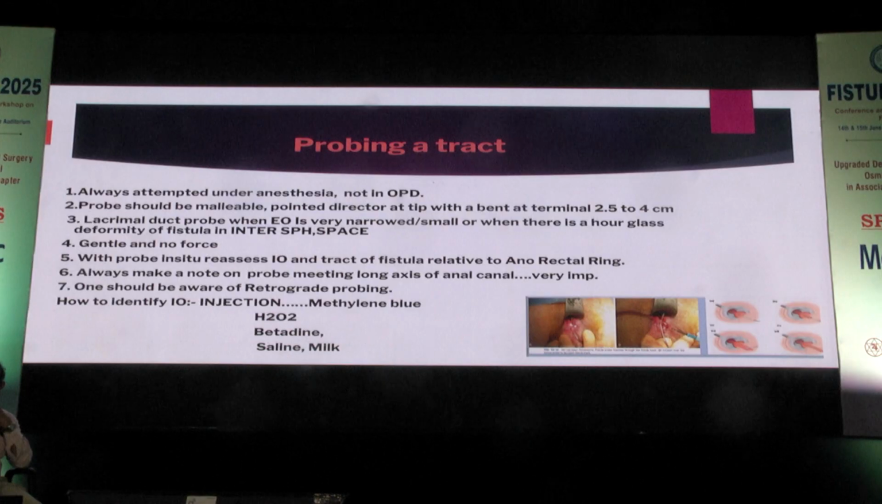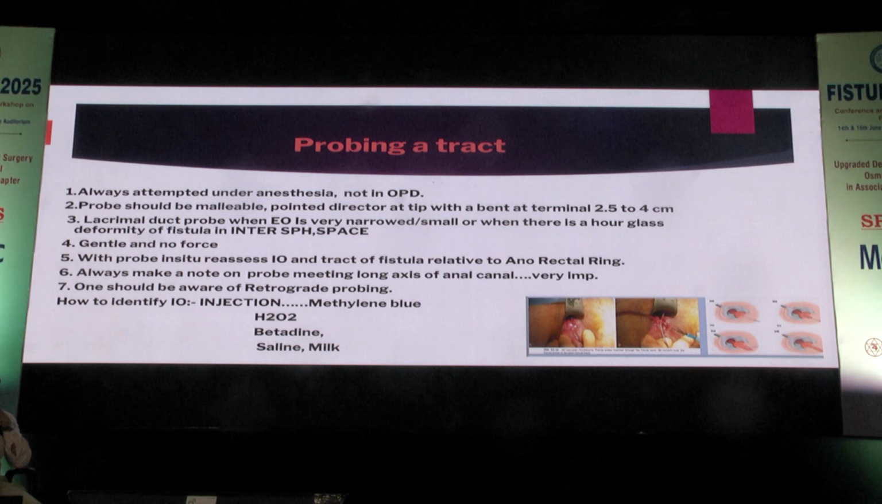Probing the tract: always attempt it under general anesthesia, and it should not be done in the OPD. The probe should be malleable, pointed at the tip, with a bend at the terminal 2 to 4 centimeters. If the external opening is very small, a lacrimal duct probe can be used, and be aware of retrograde probing. Be gentle and no force should be applied, otherwise a false passage can be created. Always make a note that the probe should meet the axis of the anal canal. This is very important. One should be aware of retrograde probing.